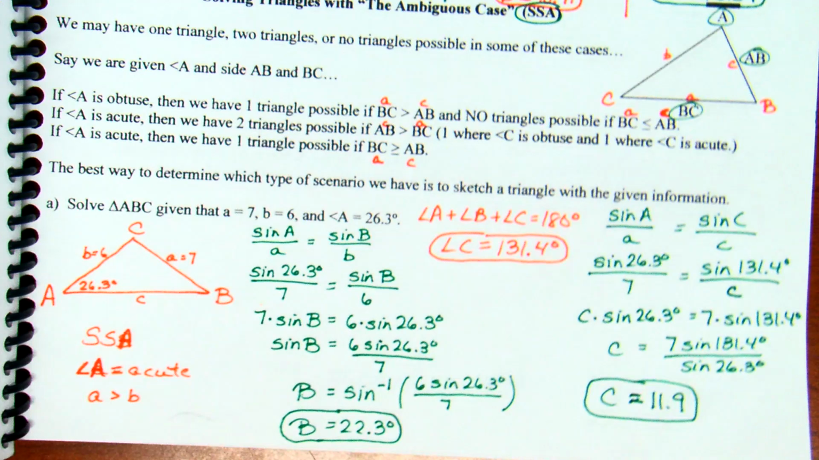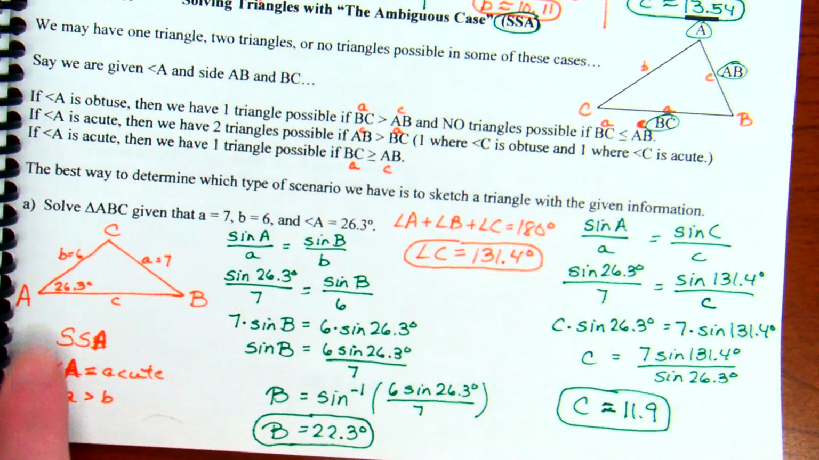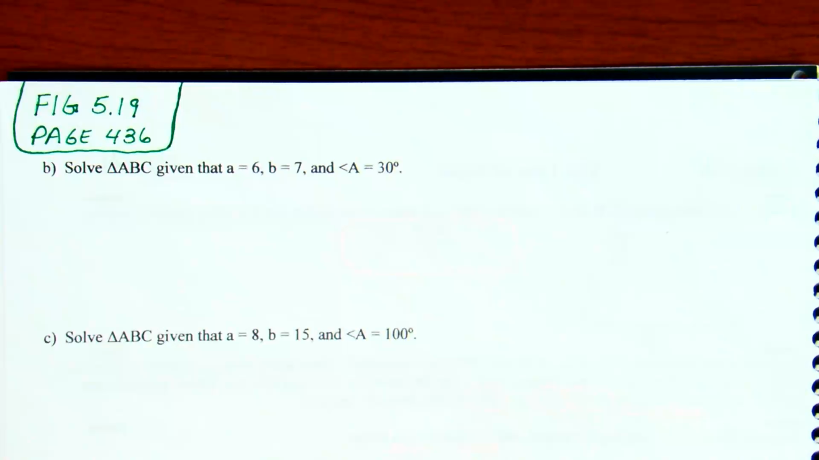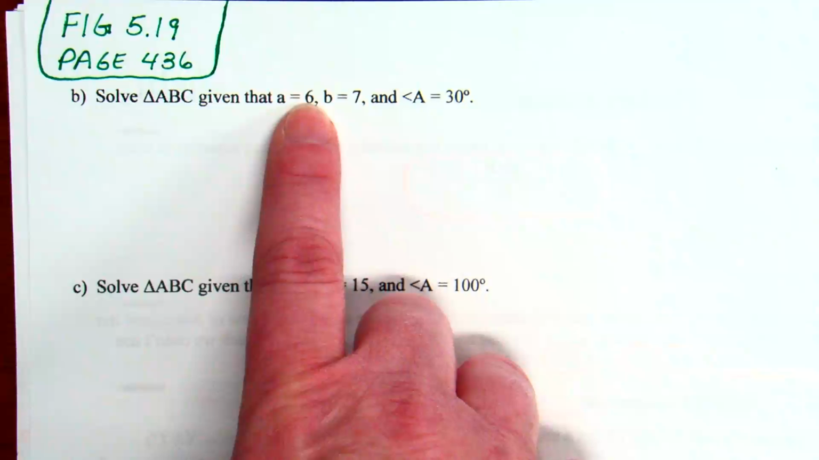I don't know if I really pointed out that word yesterday, but the ambiguous case means when they give you side-side-angle, so two sides followed by an angle, that there are different options that could work out depending on the numbers provided. We looked at this one example where angle A was acute and the side opposite A was the longer given side. One basic triangle, we did the math. Now we're going to look on the back at some of these other options.